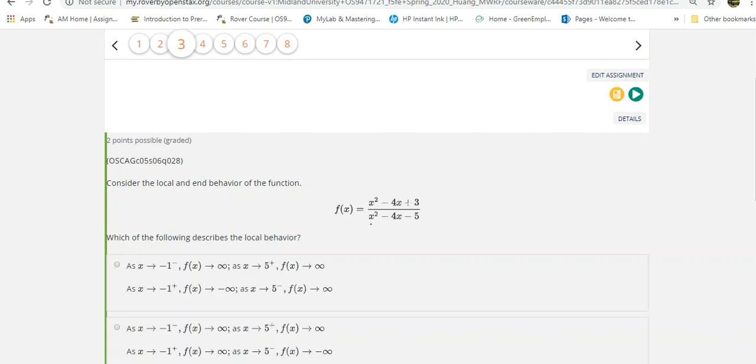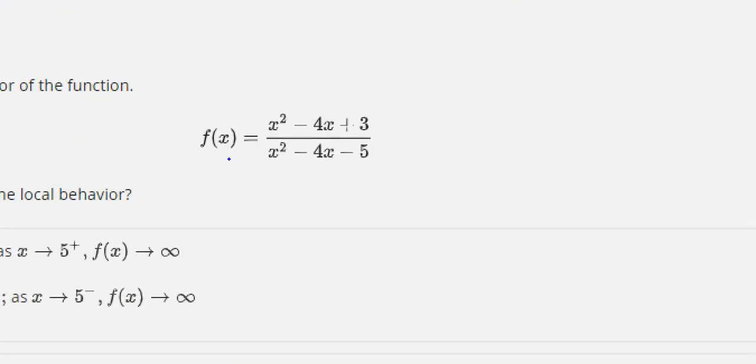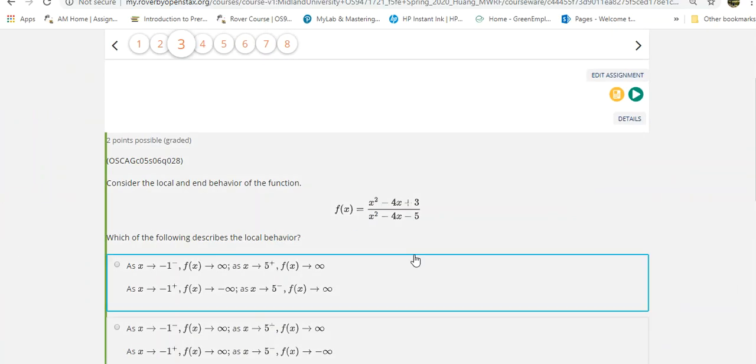You simply look at the power, okay, look at the power, and that's my hint. So I would like you to go back and check your notes and see what you should do to figure out the end behavior, which means when x is approaching infinity, what is y approaching.